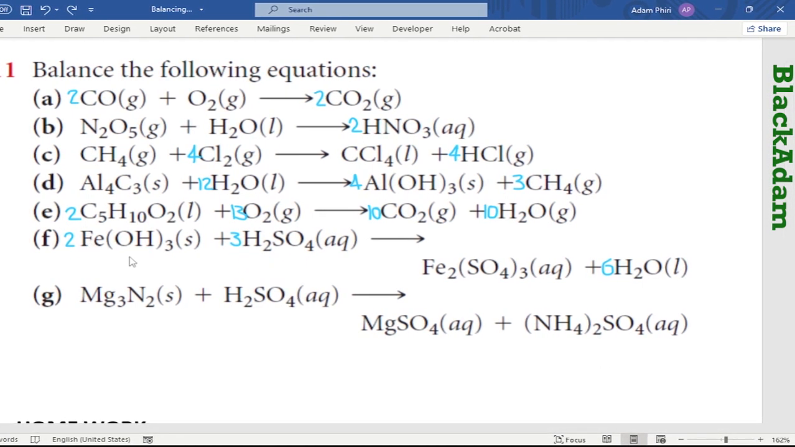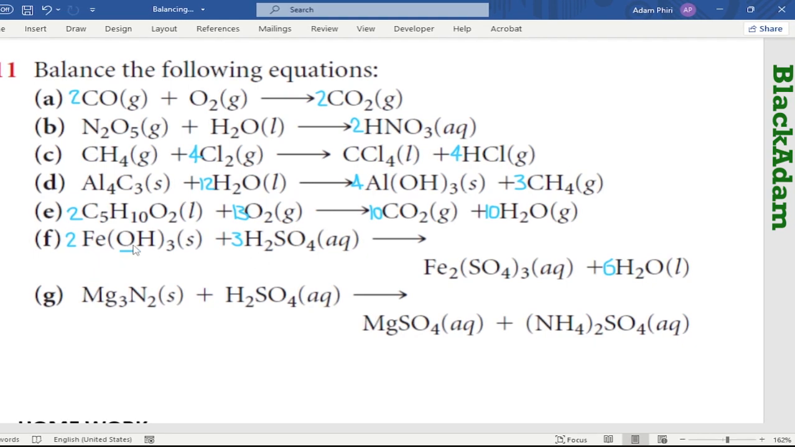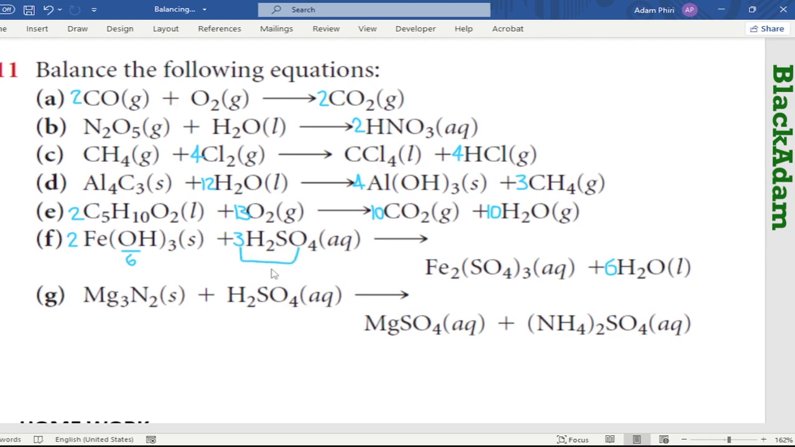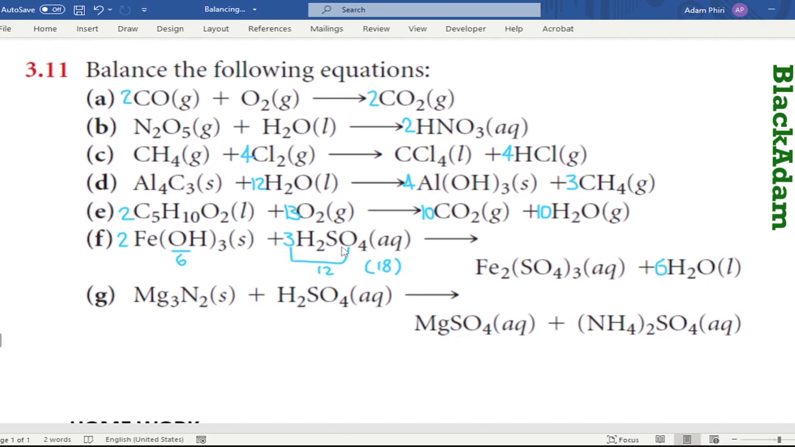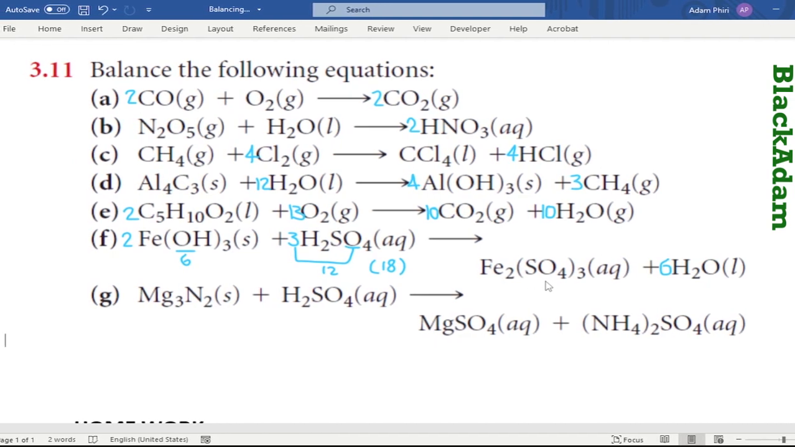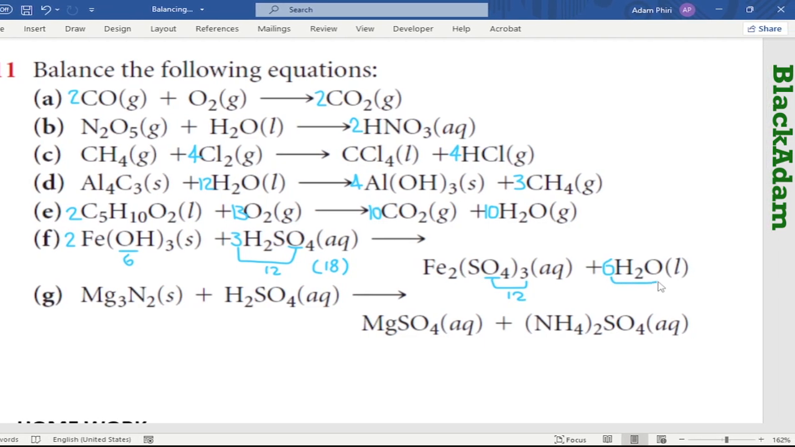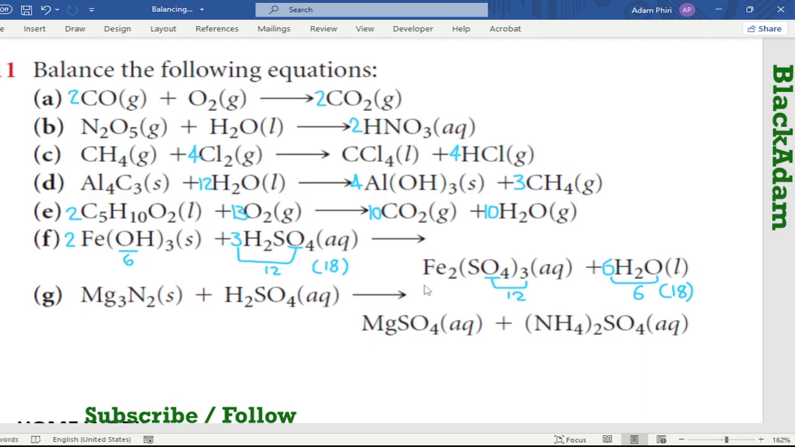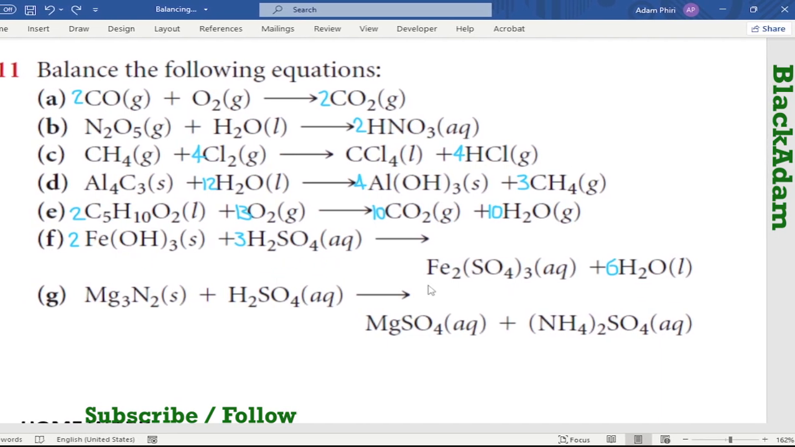So that means the hydrogen is balanced. So you try around and see which one works. And then the next one will be oxygen. Oxygen, we have 6 there, 2 times 3 is 6, and then oxygen is 12, so that is 18. So let us look at the oxygen there. We have 3 times 4 is 12, and then 6, so 6 plus 12 gives us 18. So oxygen is balanced. So everything is balanced on that equation.